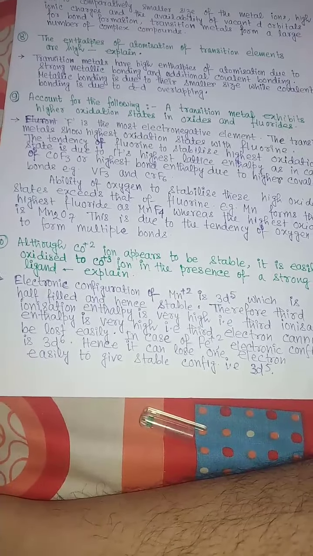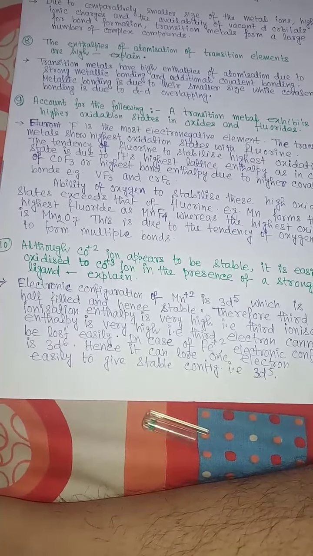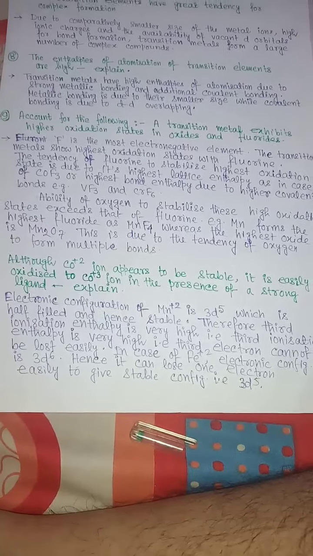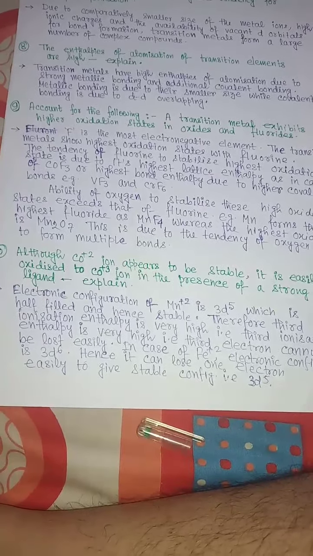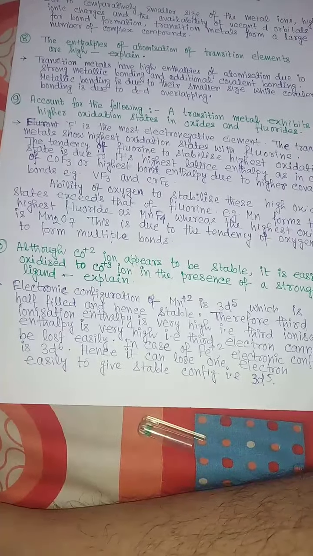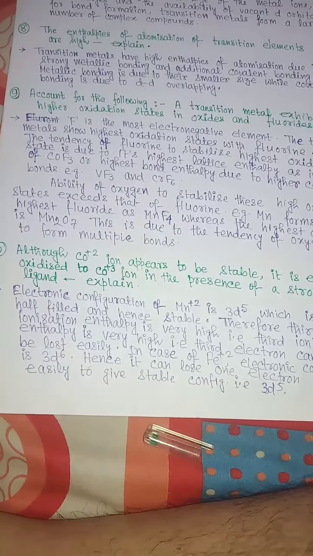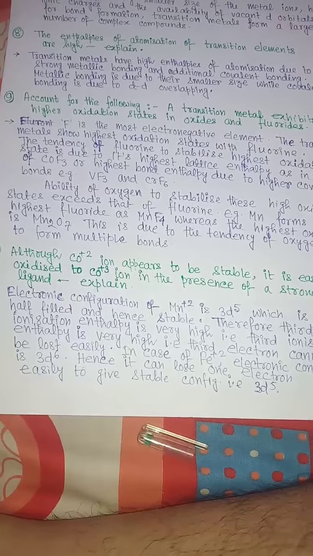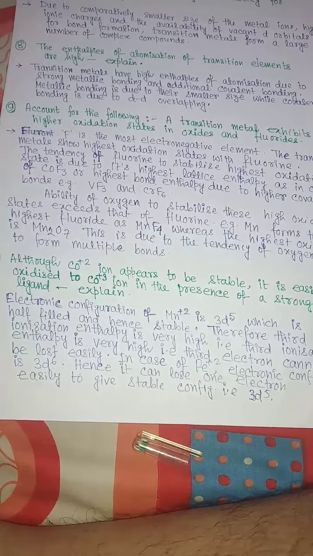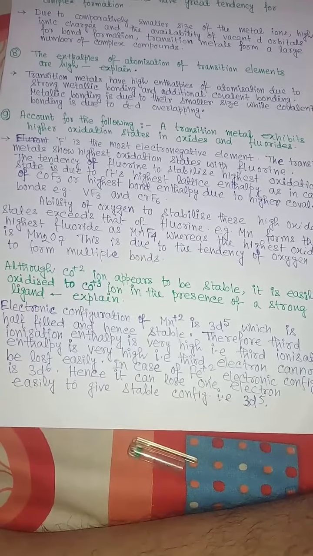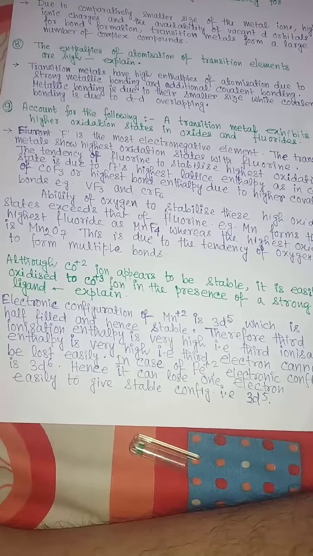Next question. Although Co2+ ion appears to be stable, it is easily oxidized to Co3+ ion in the presence of a strong ligand. Explain. Answer: electronic configuration of Mn2+ is 3d5, which is half filled and hence stable. Therefore, third ionization enthalpy is very high.